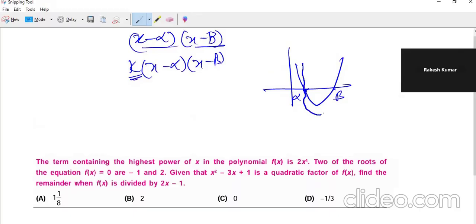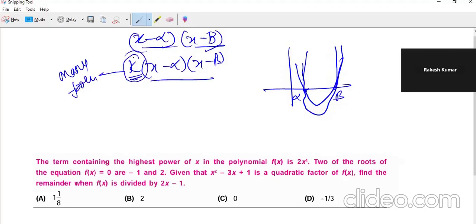but the expression might be different. So we have many polynomials here, many quadratics here, which have the same roots alpha and beta, and the many will be just decided by k. So let me show you this.